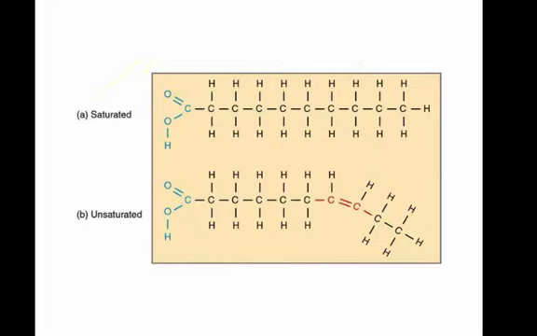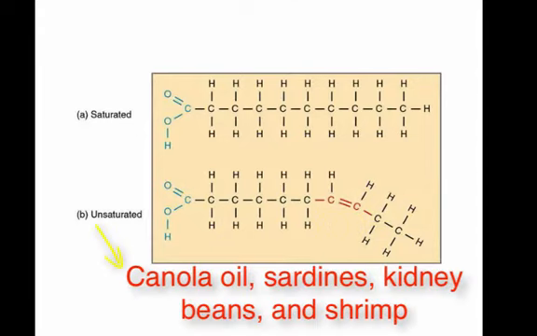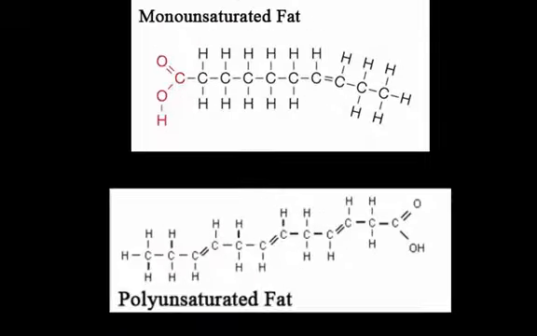On the other hand, unsaturated fats contain 1 or more double covalent bonds between their carbons. Where double bonds are formed, hydrogen atoms are eliminated. Examples of unsaturated fats are found in canola oil, sardines, kidney beans, and shrimp. A monounsaturated bond contains 1 double bond, whereas a polyunsaturated bond contains 2 or more double bonds.